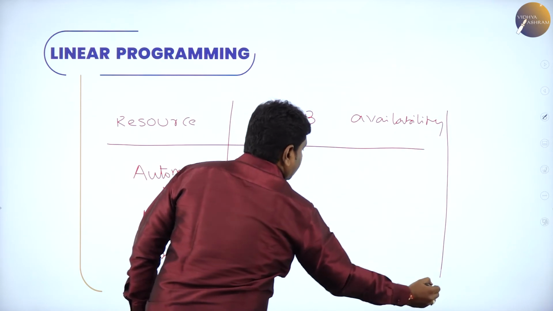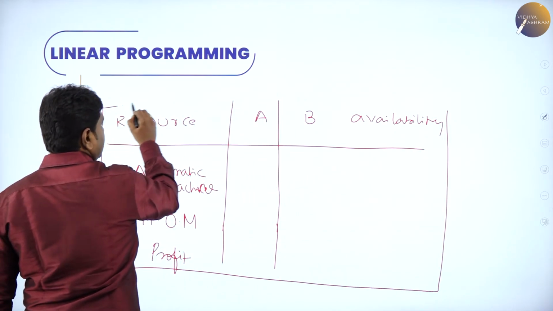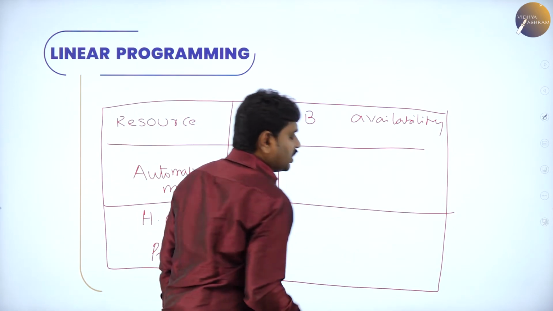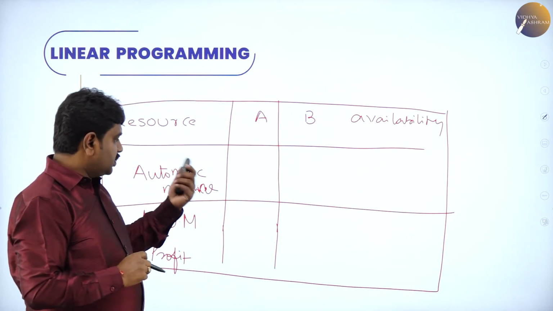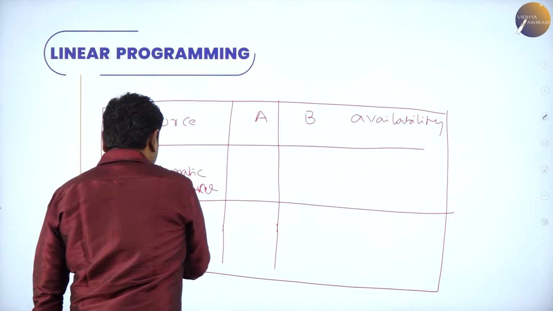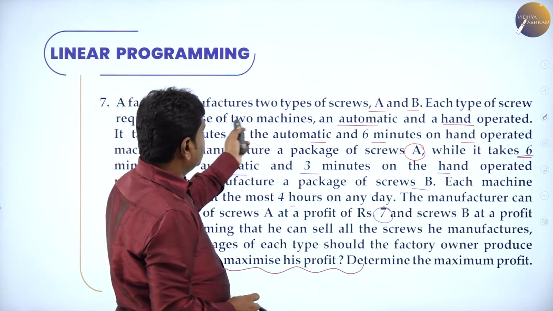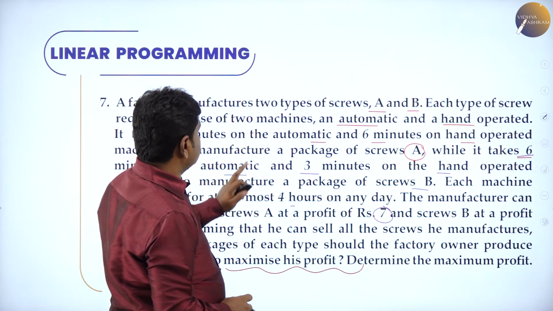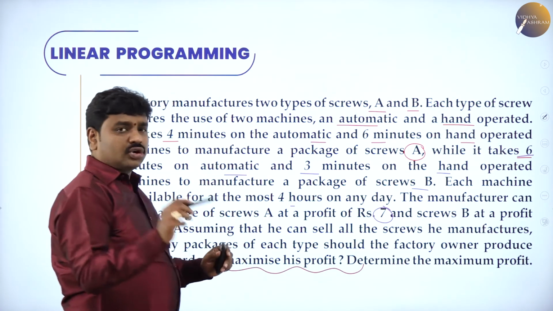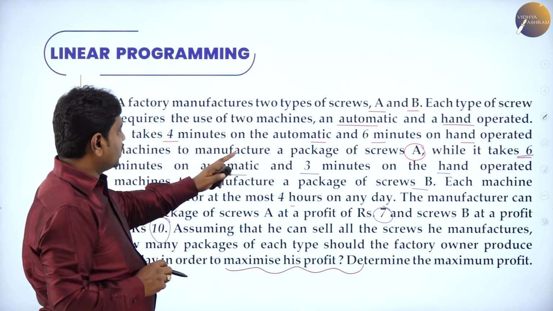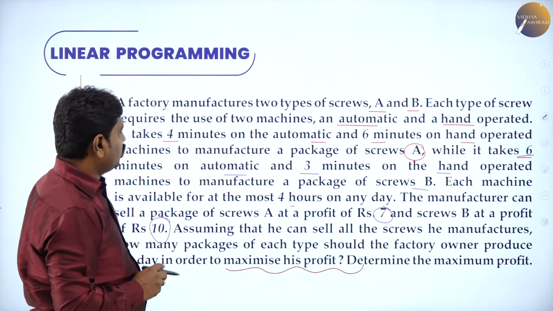So now I made a table. Now convert this table to what? To a linear programming problem. So now we'll do the entries of the table. What are the entries of the table? Each type of screw uses both the machines, automatic as well as hand operated, and it takes 4 minutes on automatic and 6 minutes on hand operated to produce A.